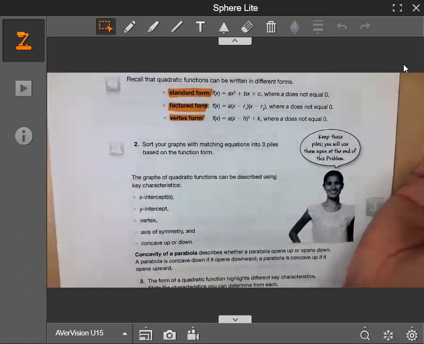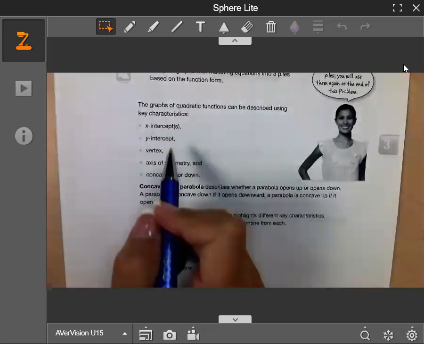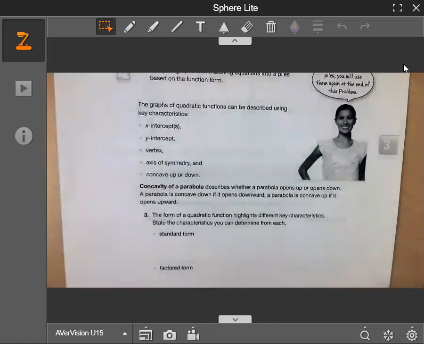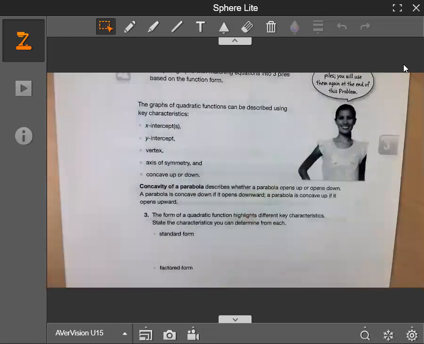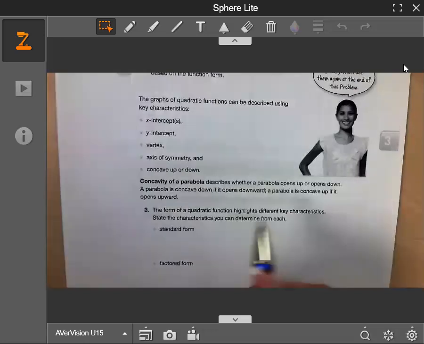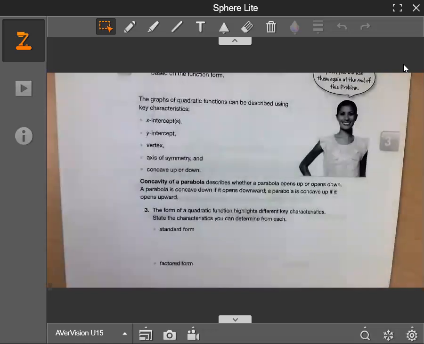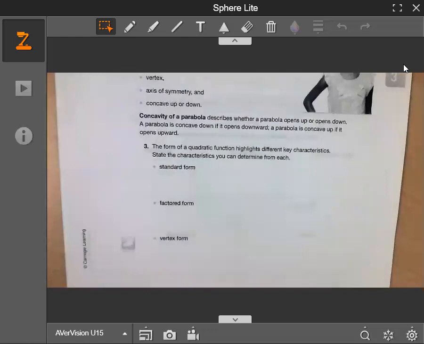So some of the characteristics of quadratics that we've talked about are x-intercepts, y-intercepts, the vertex, the axis of symmetry, and concave up and down. These attributes can be taken from those equations. So we're going to talk about what each form gives you. And so we've said the concavity is up or down, which way the parabola opens. So that's defined for you there as well. But we're going to talk about what these three forms of the equation characteristics, which one each gives you.